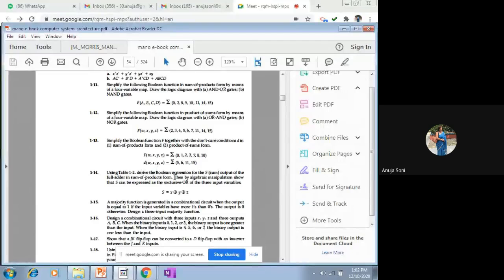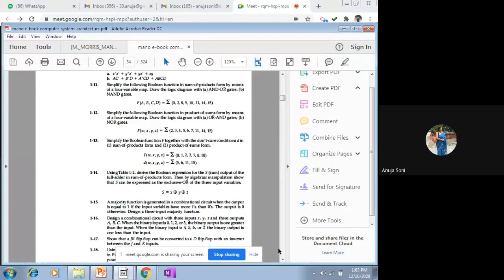Using table 1, derive the Boolean expression for the sum output of the full adder in sum of product form, then by algebraic manipulation show that S can be expressed as the exclusive OR of the three input variables. This is the same problem as the full adder. The full adder problem is already solved in the chapter. So we are already done with this full adder. You refer to the solved portion of your chapter that we already have discussed.